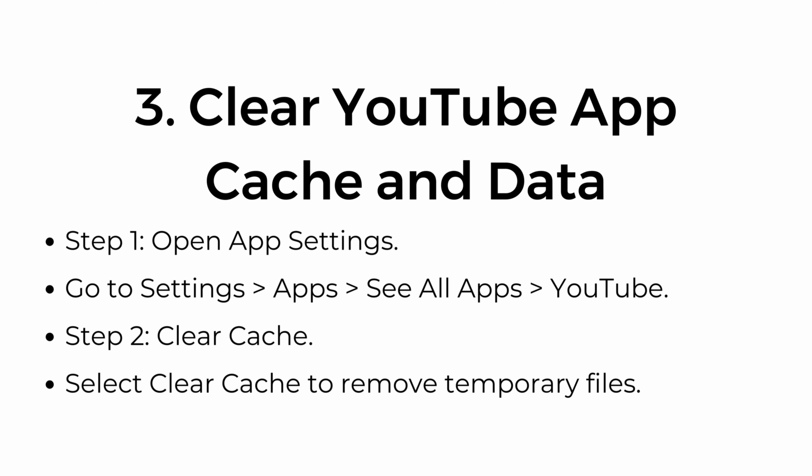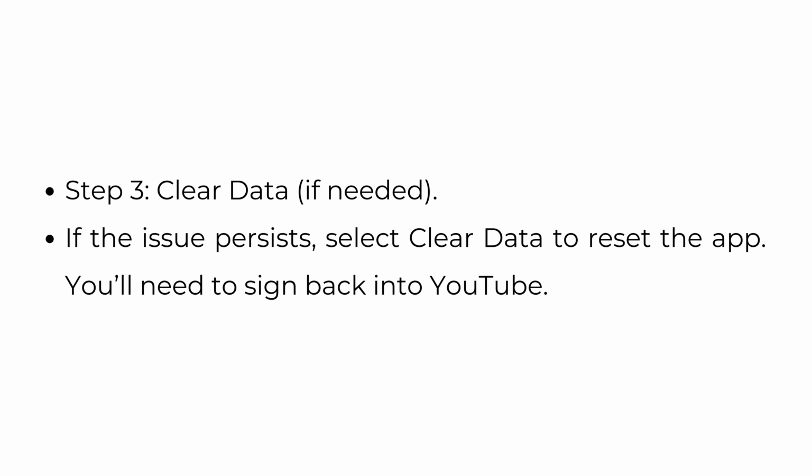3. Clear YouTube app cache and data. Step 1. Open app settings. Go to Settings, Apps, See All Apps, YouTube. Step 2. Clear cache. Select Clear cache to remove temporary files. Step 3. Clear data if needed. If the issue persists, select Clear data to reset the app. You'll need to sign back into YouTube.